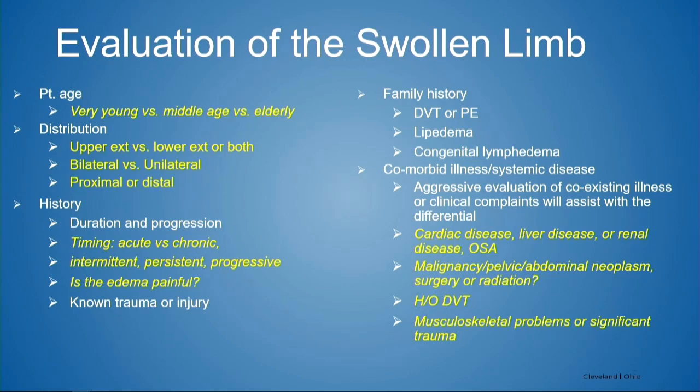Intermittent, persistent, or progressive, and of course you have to pay very strong attention to all of your comorbidities. You want to make sure there's no cardiac disease, no liver disease, renal disease, no malignancy, or any other interruption that may have happened in the pelvis and any other musculoskeletal issues.